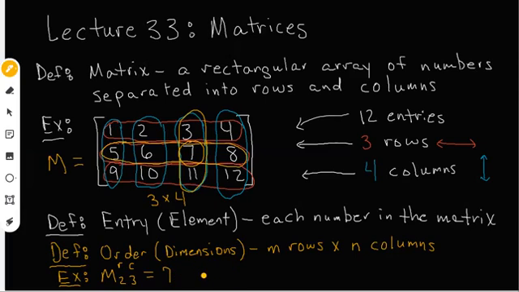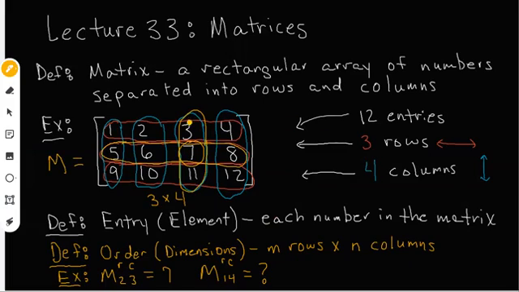Okay. Let's try another one like that. What is M14? See if you can figure that one out. For this one, you're looking at the first row and the fourth column. So what number is in the first row but the fourth column?